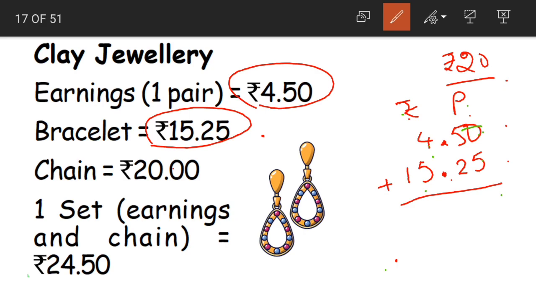How will we add? 0 plus 5, 5. We start from the ones place. Yes, 0 plus 5, 5. 5 plus 2, 7. 4 plus 5, 9. And 1 here. Yes, after adding, where should we put the point? After 2 places from the right side. So put the point over there. Now this will be our final answer. 19 rupees and 75 paisa.